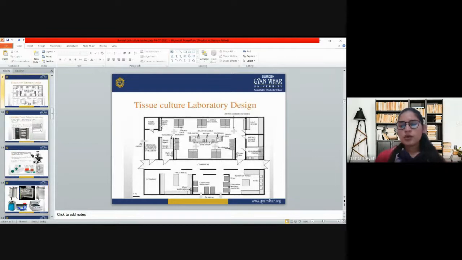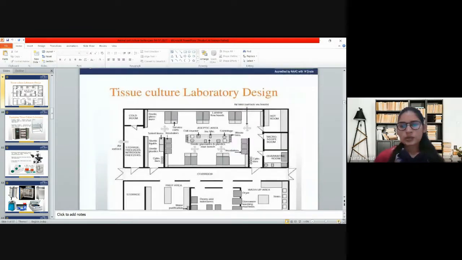So this is the whole chart, the whole layout design of the tissue culture laboratory. You can see it includes the cold room, storage, and then hot room, microscopic room, and quarantine room.